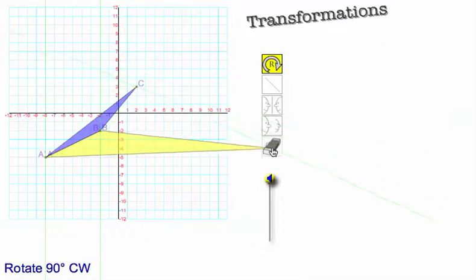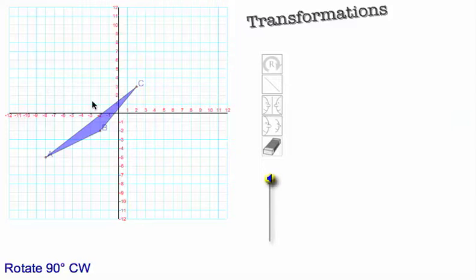Let me just erase all that. So the A is going to end up here, at 8, 5. Oops, we were at 8, 5, so we go to 5, 8. Like that. Okay?